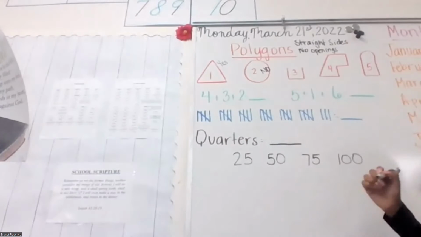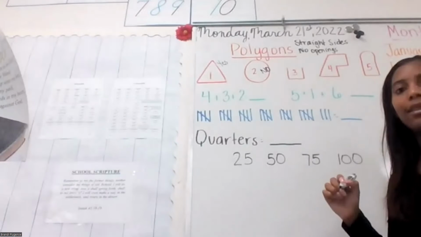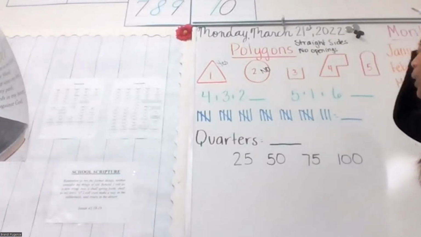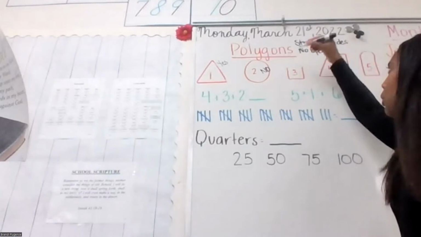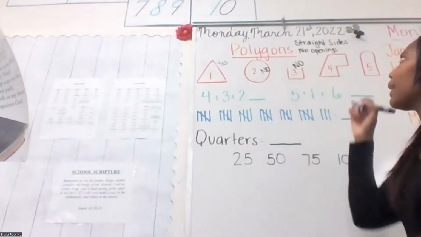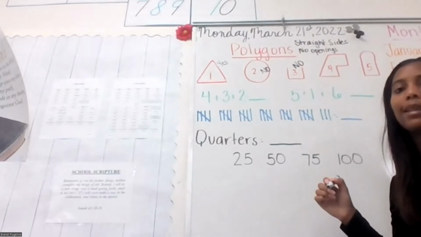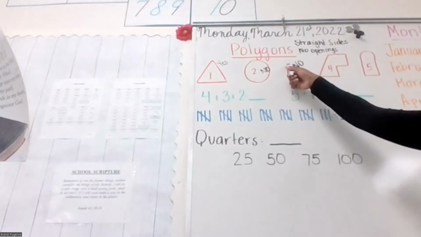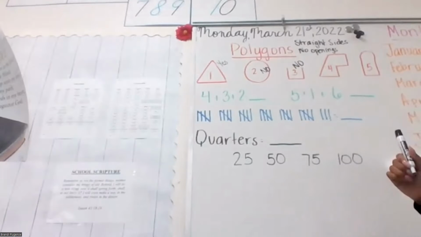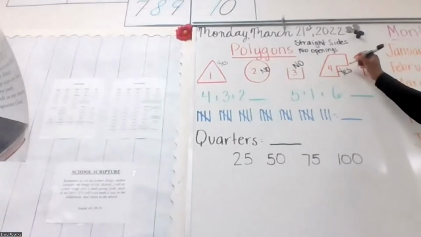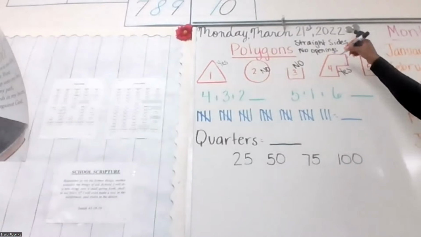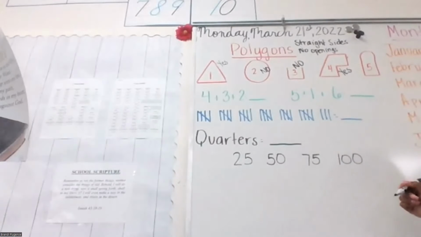Look at number three. Does it have straight sides? Yes. Does it have any openings? Yes. So could this be a polygon? No. In order for it to be a polygon, it has to have both straight sides and no openings. And look at it, it has an opening. Number 4. Is this a polygon? Straight sides? Yes. Does it have openings? No. So is it a polygon? Yes, it is. Straight sides, no openings.